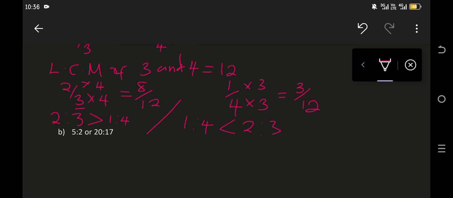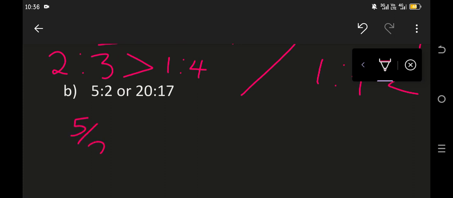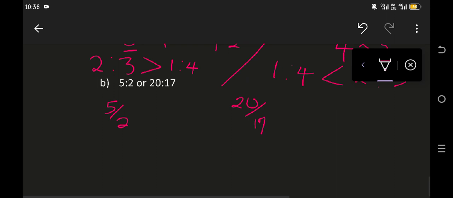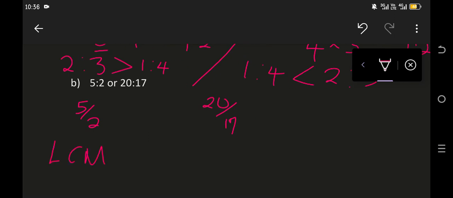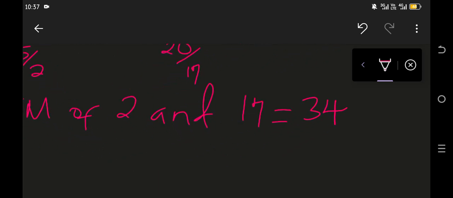Next, 5 to 2 or 20 to 17. The first step is to change them into fractions. So we'll have 5 over 2 and we'll have 20 over 17. So we are going to look for the LCM of 2 and 17. LCM of 2 and 17 is 34.